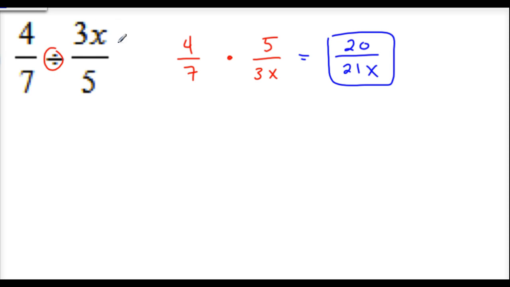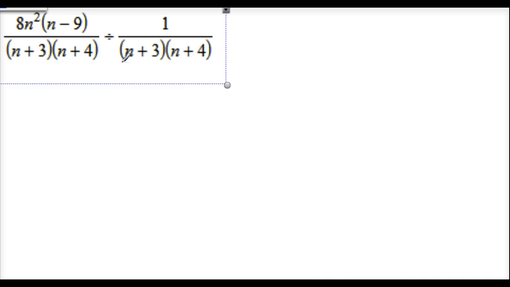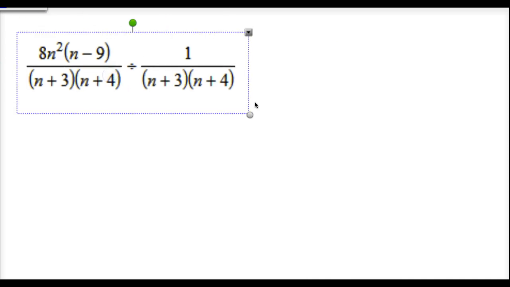Alright, if there were more variables, you obviously want to simplify any more variables. If any of the numbers simplify, simplify any of your numbers. So now let's go to something like this.